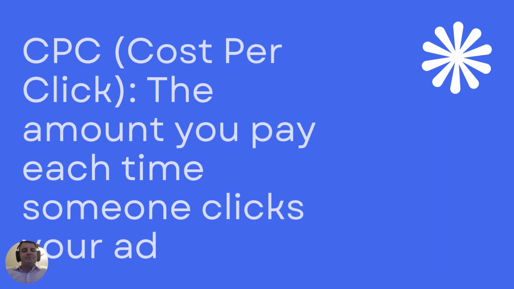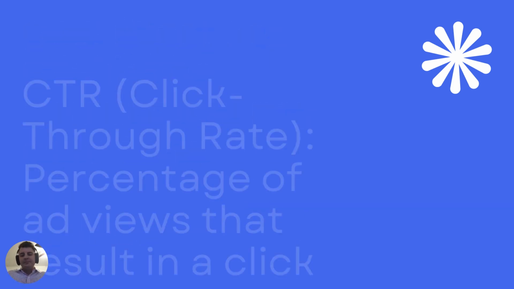So the first one, cost per click. The amount you pay each time someone clicks on your ad. So anytime that your ad shows up and they click on it, the cost for every time someone clicks, per click, that is your CPC. And you refer to this often as CPC or cost per click.